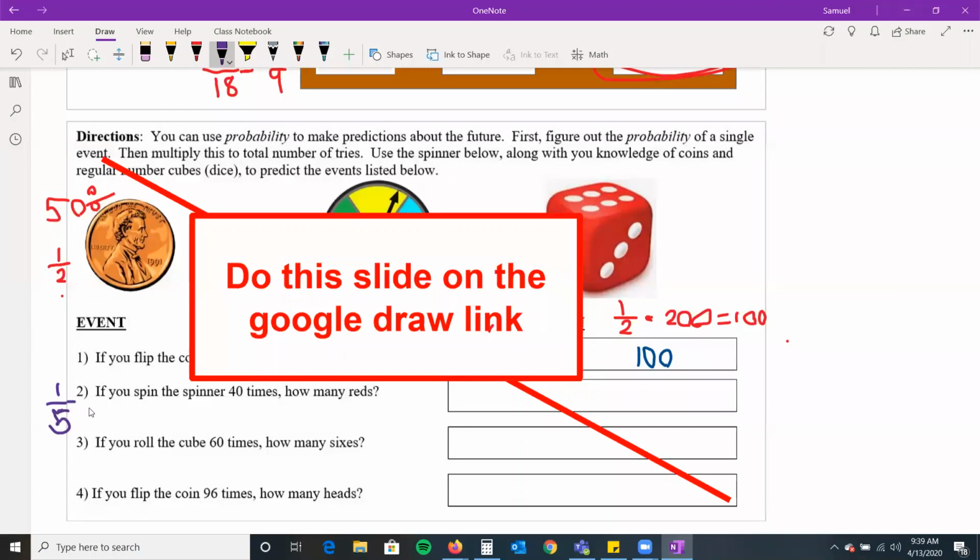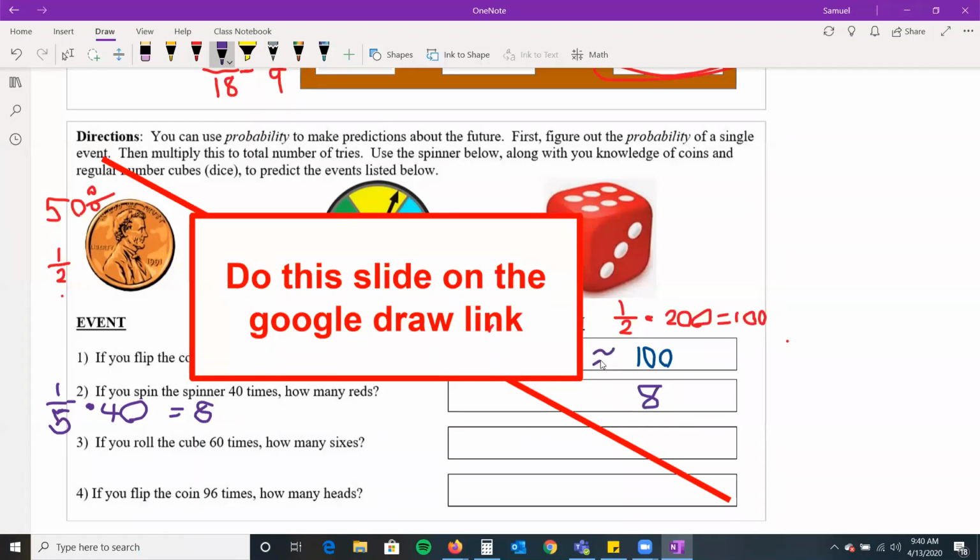So 1/5, and we're going to multiply that by the total number of experiments, the total number of tries. So if the spinner's spun 40 times, we have to multiply these two numbers together. You could either do 1/5 times 40, or multiply 40 to the top and then divide by 5. So 40 divided by 5 will give us 8. So if we spun the spinner 40 times, we should expect about 8.